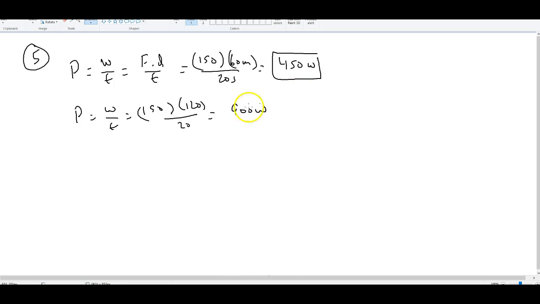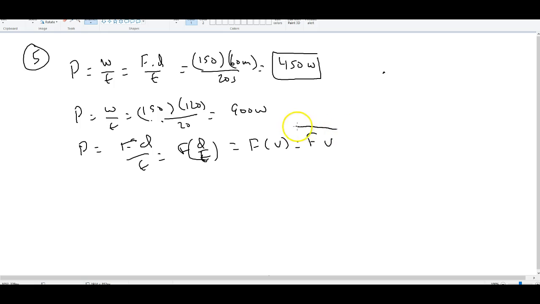Also, it's an interesting thing. If I'm going at constant speed, which typically happens when you're going maximum speed for a car or something like that, you've got force times distance divided by time. You can regroup this as force times distance over time, and if it's constant speed, that's force times velocity. So force times velocity is a way to find out what my power is.